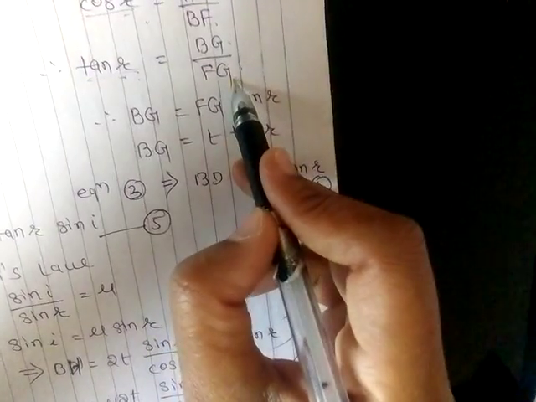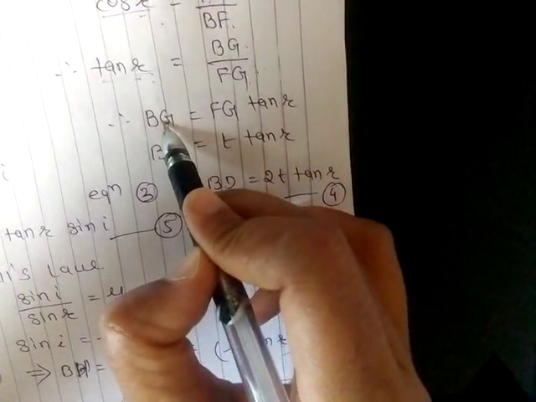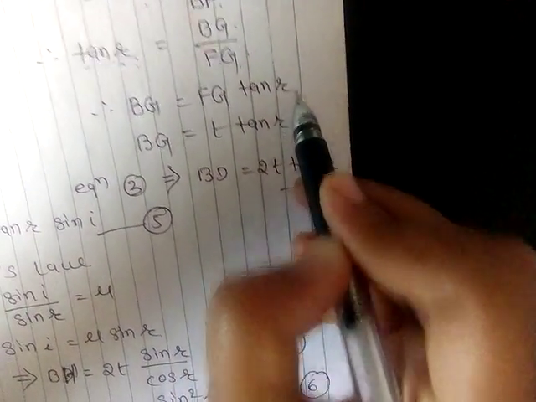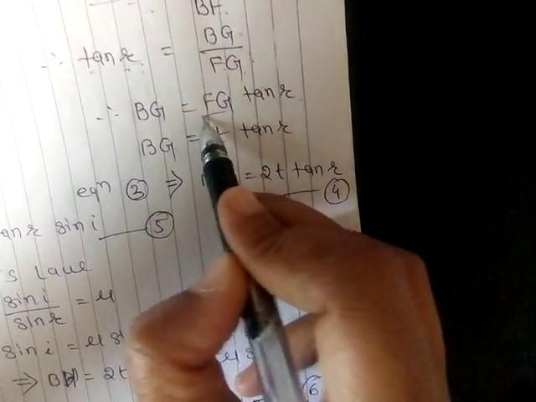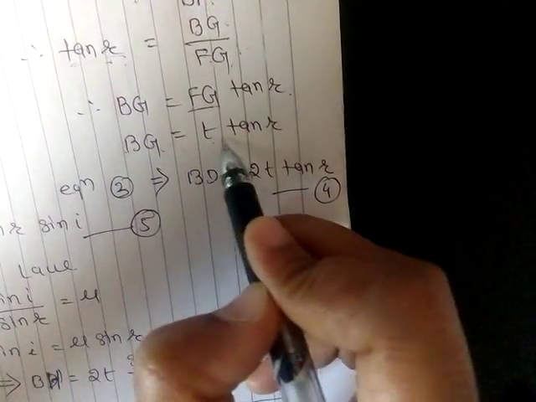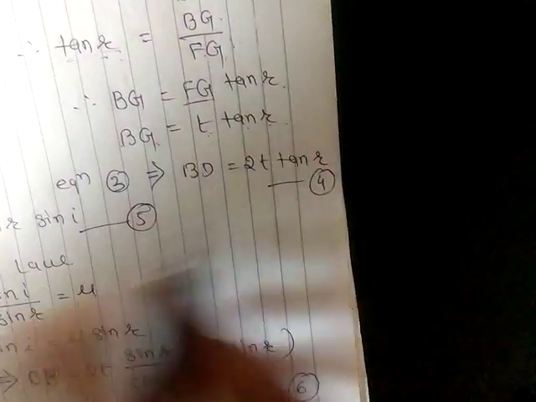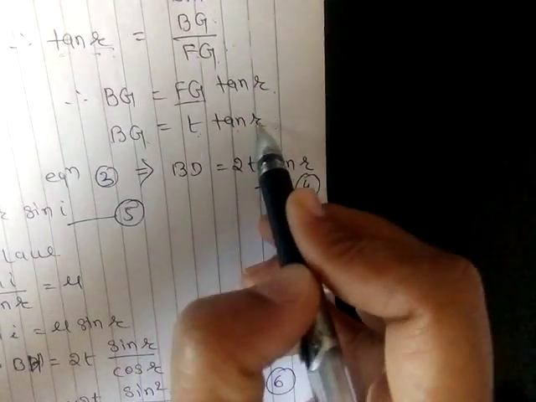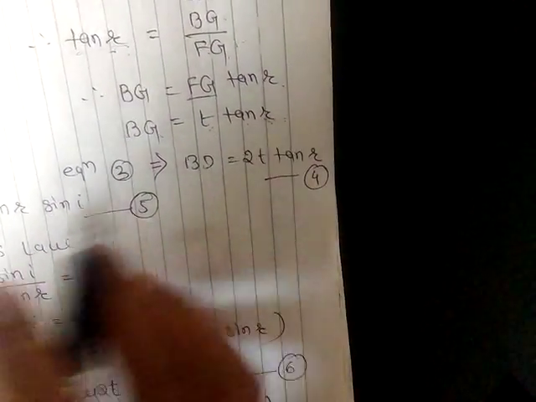Then from this equation we get BG equal to FG tan R. Again FG is the thickness of the film, which is equal to small t. So BG equal to t tan of R.